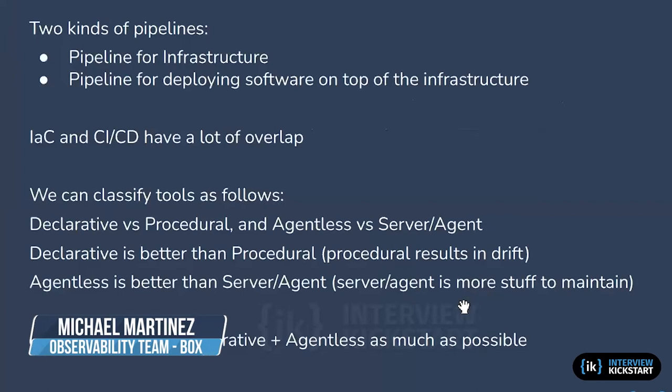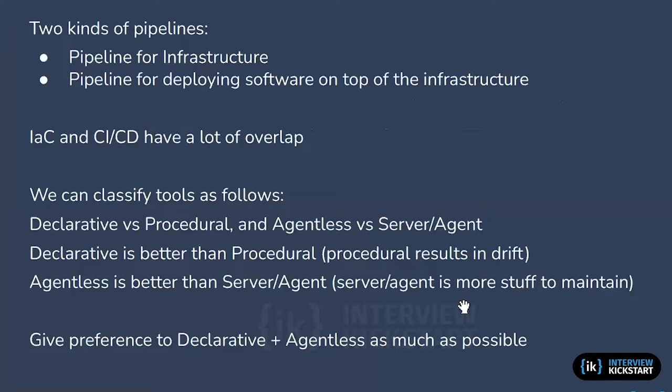Now, like I was just saying, you can basically split it into these two different kinds of pipelines: your pipeline for infrastructure, and your pipeline for deploying software on top of the infrastructure.